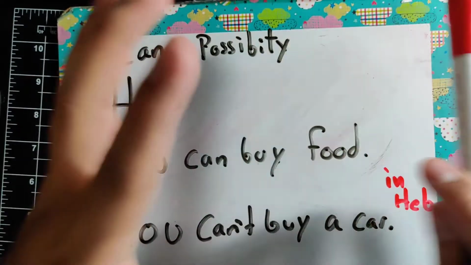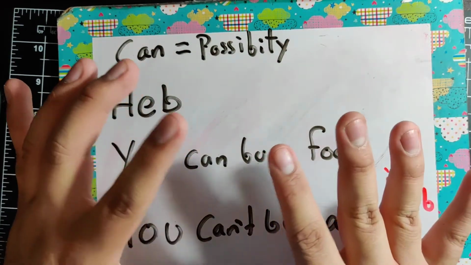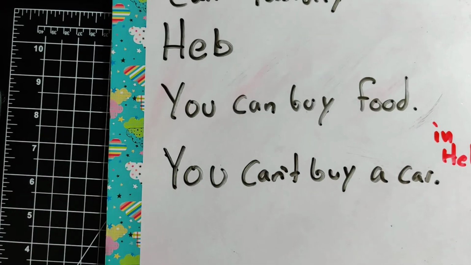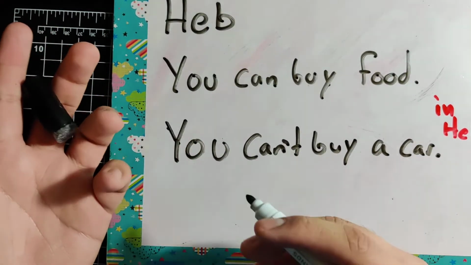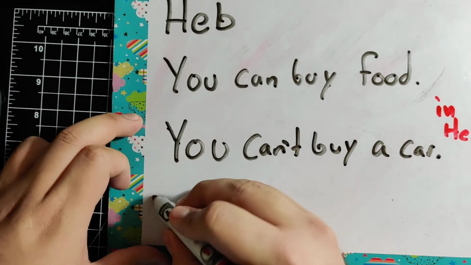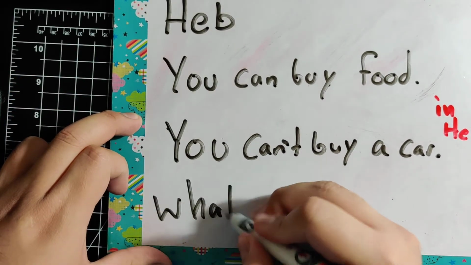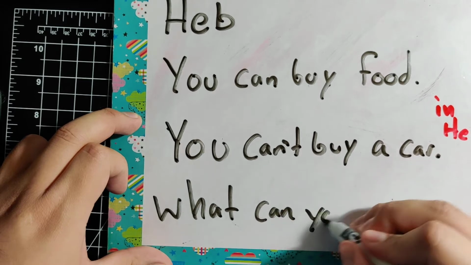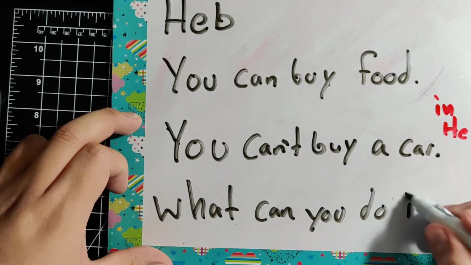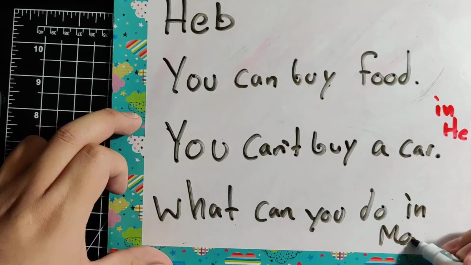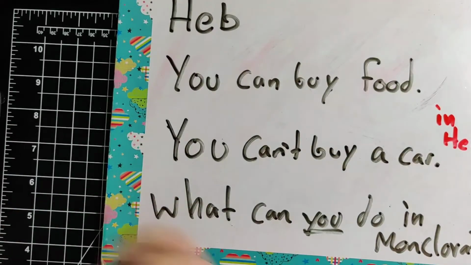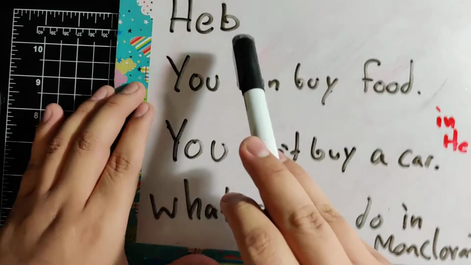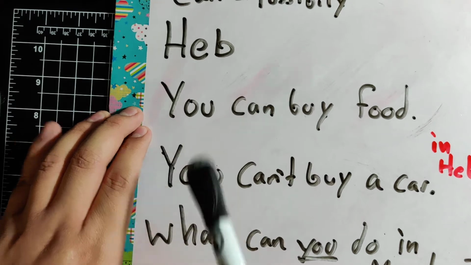For example, let me ask this question. Someone asks you, you live in Monclova? Monclova is so small. What can you do in Monclova? Well, you're going to be using can. And notice that we're using you, okay?